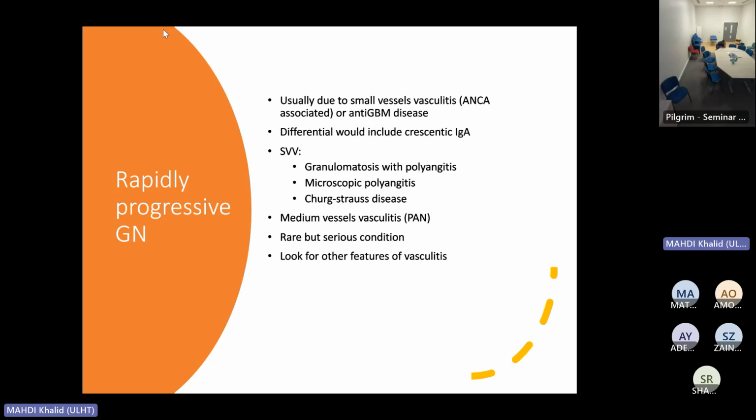ANCA vasculitis is due to small vessel vasculitis, and it's very important to recognize early. You don't see it very often, but in serious conditions it's important to recognize early. If you think about pulmonary hemorrhage, this is an emergency. In his case it was mild and I don't think it ever caused him any major issue.